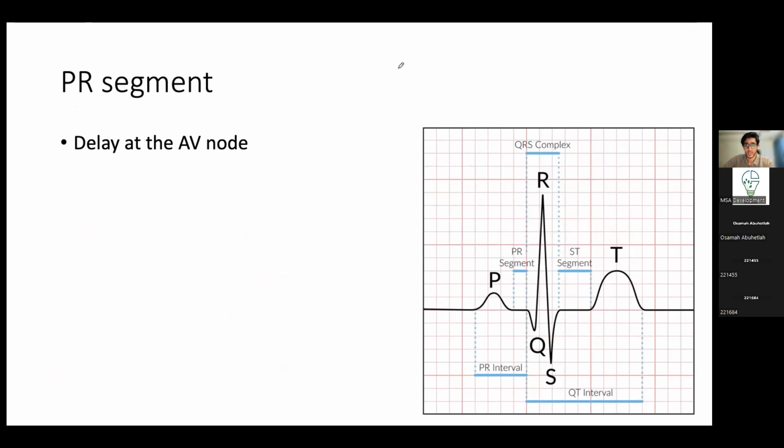Next up, we have the PR segment. The PR segment, as you know, is a segment, so it's an isoelectric horizontal line between the waves, but does not include the waves. And the PR segment basically represents the delay that we have at the AV node. So please go back and review the electrophysiology of the heart, where you will find that there's a delay at the AV node that we have to have before we excite the ventricles, and that is represented by the PR segment. So this segment right here.